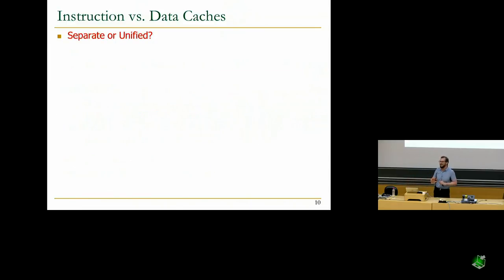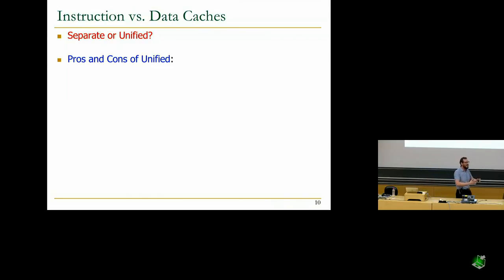So writes are done. There's more, but we don't have time for more. So let's take a look at some other design decisions in caches. Separate instruction versus data. Should they be separate or should they be unified? This is a question that people asked many times.